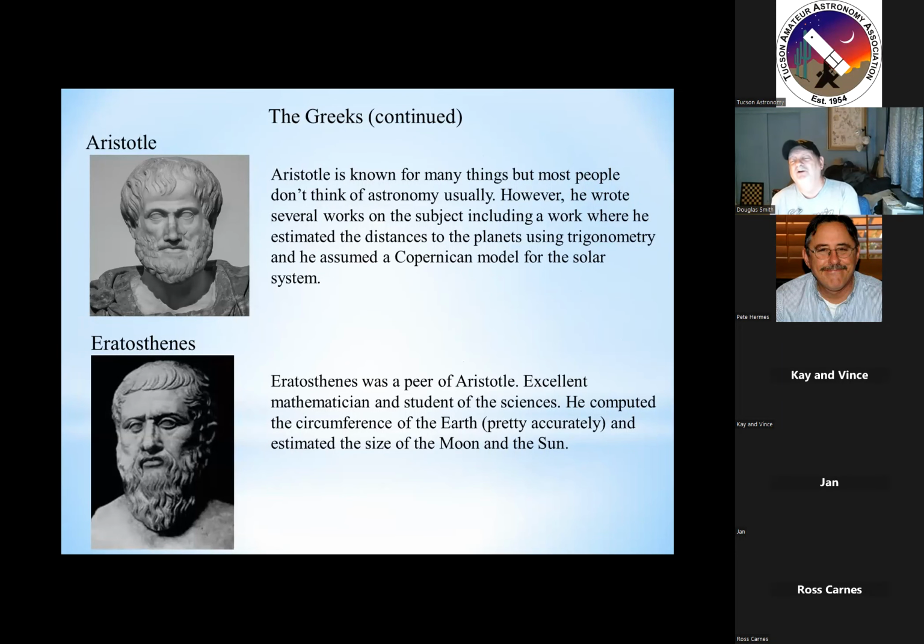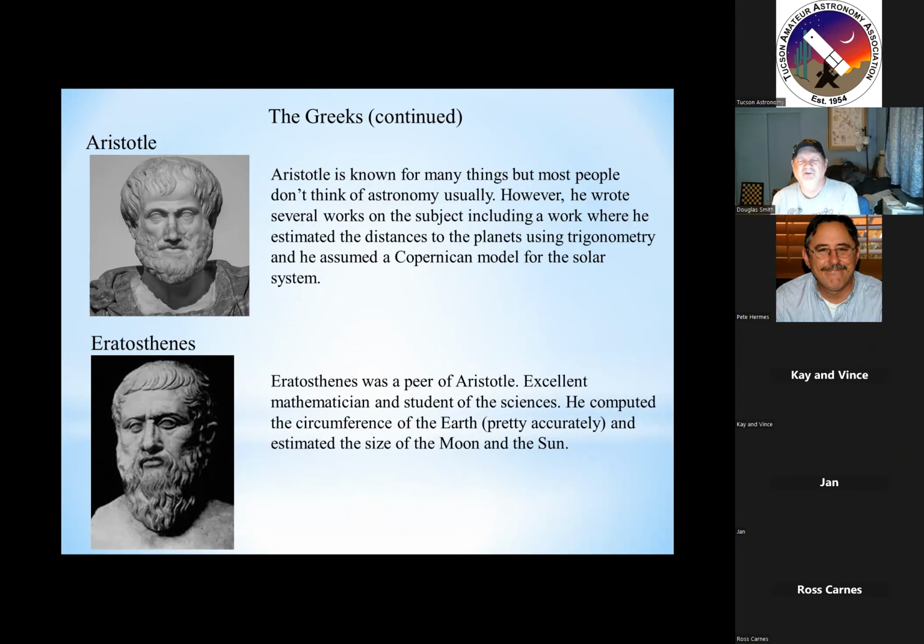Aristotle. Now, Aristotle is not a name that we normally think of when we talk about astronomy. He's known as a philosopher and a big thinker, and a lot of other things in Greek history, but we don't normally think of him as astronomy. But as it turns out, he did some very interesting work in astronomy. He wrote works on astronomy, including a work where he estimated the distances to the planets using trigonometry, using something like parallax, and got reasonable answers, considering.